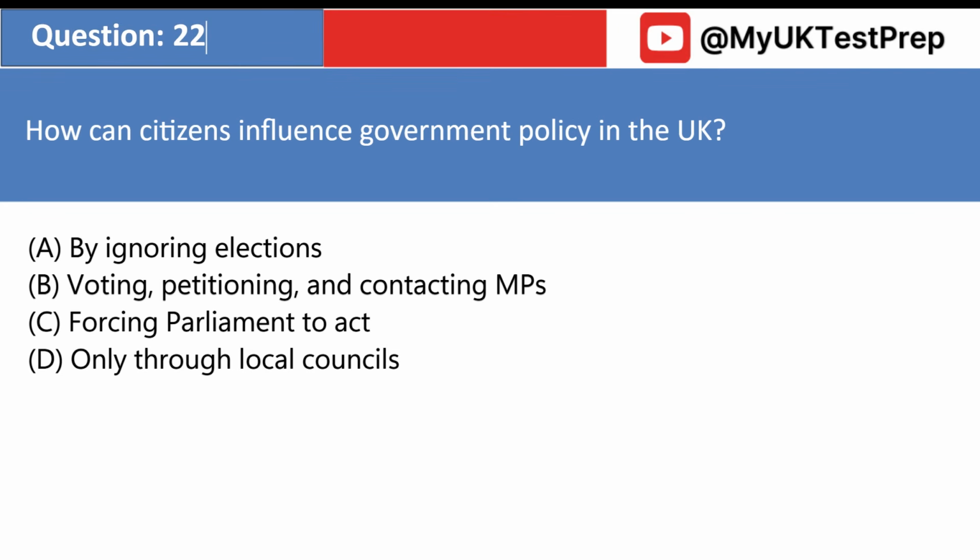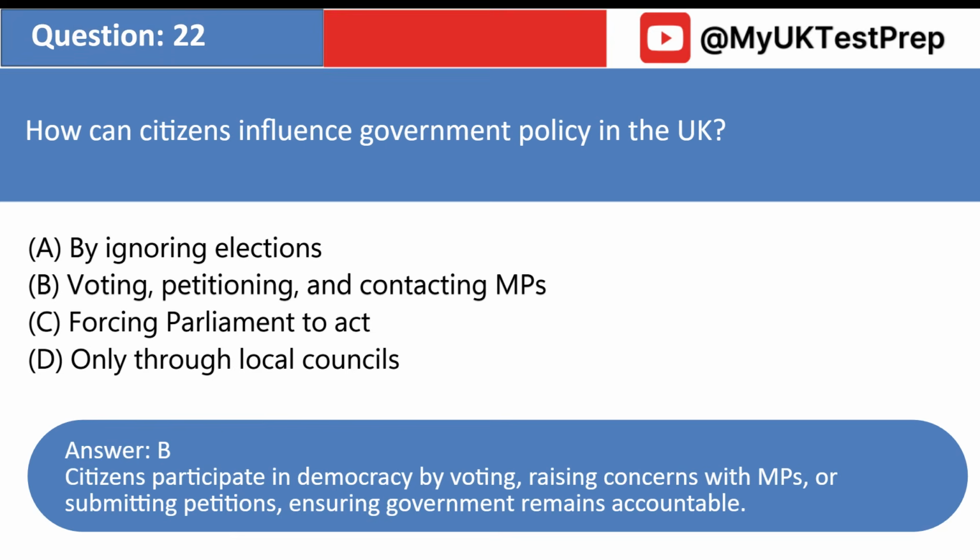How can citizens influence government policy in the UK? A. By ignoring elections. B. Voting, petitioning, and contacting MPs. C. Forcing Parliament to act. D. Only through local councils. Answer: B. Citizens participate in democracy by voting, raising concerns with MPs, or submitting petitions, ensuring government remains accountable.